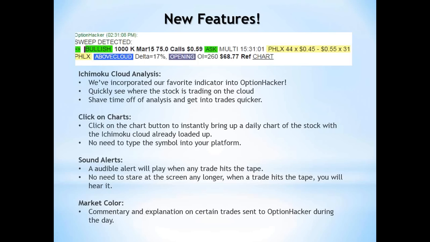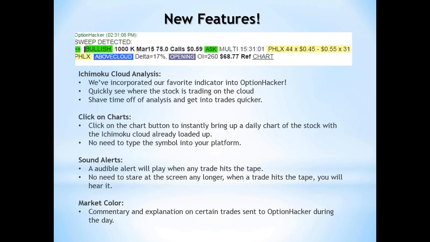All right. We've also added sound alerts. So if you're looking at a lot of things during a day, you don't have to have your eyes glued to Option Hacker all day to hear the alerts. A noise will be played as soon as an alert hits the tape. And we also have market color and commentary.